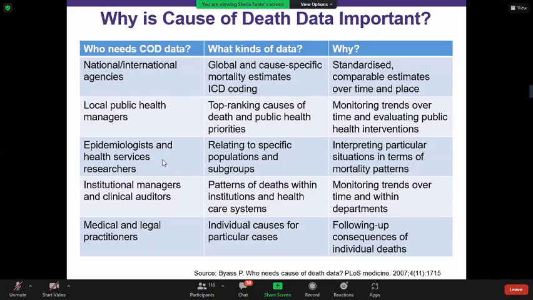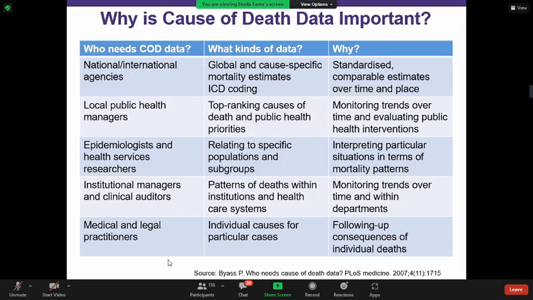So for other health workers, epidemiologists and other service researchers, it relates to specific population subgroups to interpret particular situations in terms of mortality patterns. And for institutional managers and clinical auditors, it determines the patterns of death within the institution and the healthcare system, in order to monitor trends over time and within departments so that they can equip their manpower in terms of capacity as well as capability, the capacity and the capability of the institution.